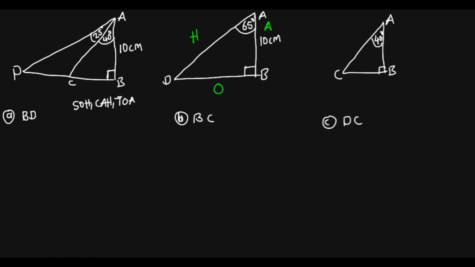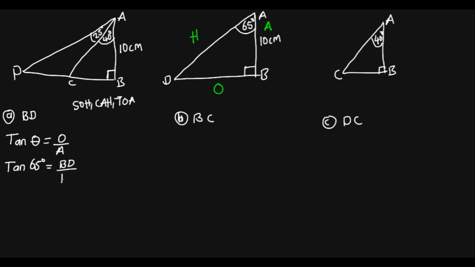So let's look at where BD is. BD is on the opposite side. So we need to select the trig ratio that has the opposite and adjacent. Where there is opposite and adjacent is TOA. So this is tan theta equal to opposite over adjacent. So tan, what angle is that one? 65. The opposite is just BD. This is what we are solving for.